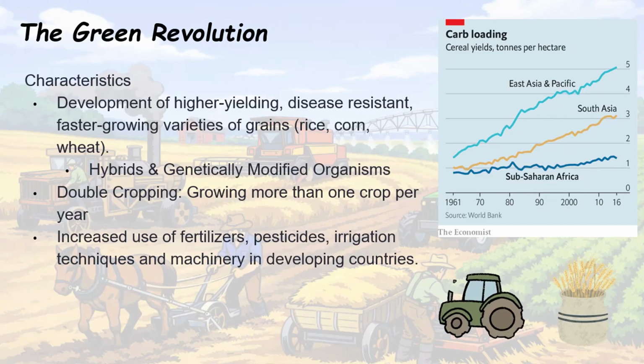Next, double cropping: growing more than one crop per year on the same land. No off-season. The soil is on a year-round grind. And then the chemicals show up. Increased use of fertilizers, pesticides, irrigation systems, and machinery in developing countries. Farming becomes highly mechanized and highly intensified. More output, more speed, more production. And when yields start climbing like that, the global food supply is about to change in a very big way.